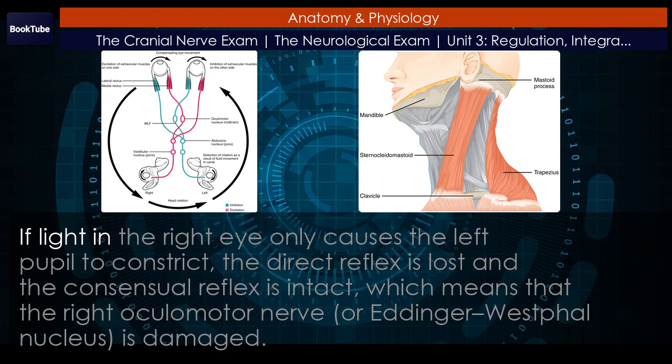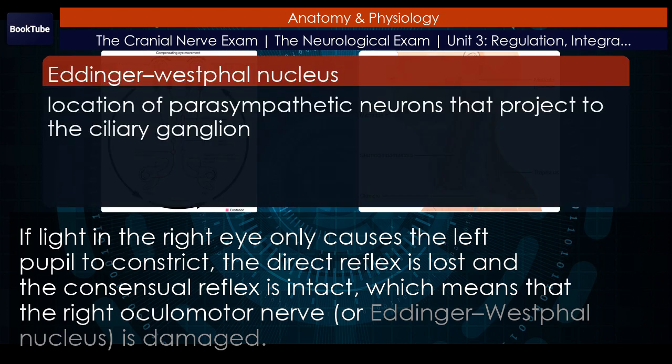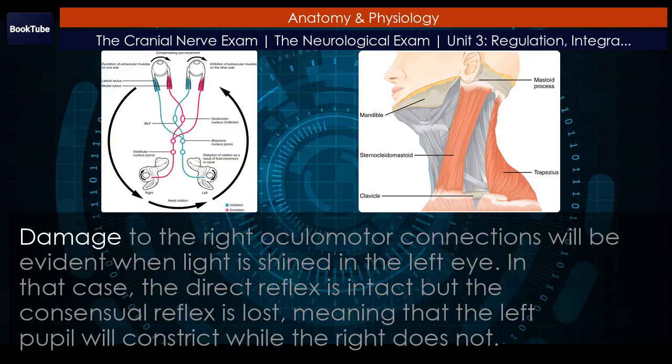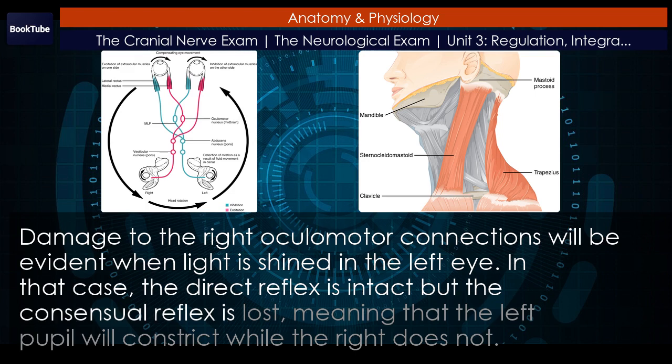If light in the right eye only causes the left pupil to constrict, the direct reflex is lost and the consensual reflex is intact, which means that the right oculomotor nerve, or Edinger-Westphal nucleus, is damaged. Damage to the right oculomotor connections will be evident when light is shined in the left eye. In that case, the direct reflex is intact but the consensual reflex is lost, meaning that the left pupil will constrict while the right does not.